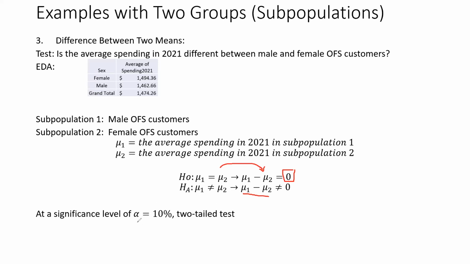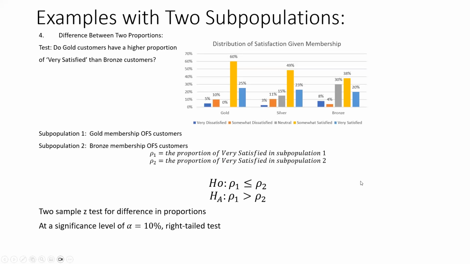Okay, again, in this one, we're going to go with an alpha of 10%, two-tailed, we already talked about that. So now let's talk about the proportion. Once again, we wanted to ask our question: we want to know if the gold is higher. So we want to know if the row 1 is greater than row 2. Is the proportion of very satisfied in the gold members greater than the proportion of very satisfied in the bronze members? So we're here, and then we do the mathematical logical opposite to be the null.